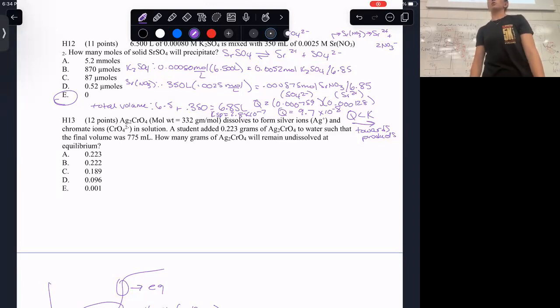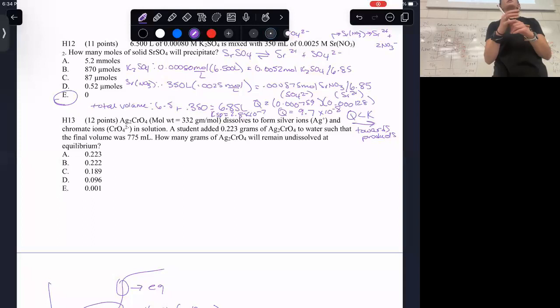So that's if Q is greater than K, because then we would be past equilibrium and we need to take some ions out of solution to form the precipitate. I'm assuming he'll give you something like that on your practice exam. So can you find X? The concentrations that you have.